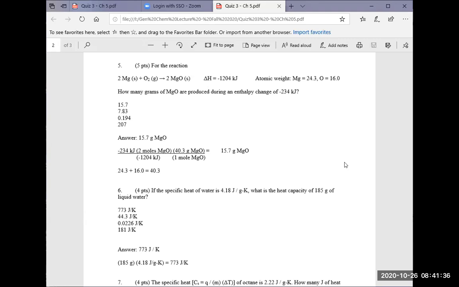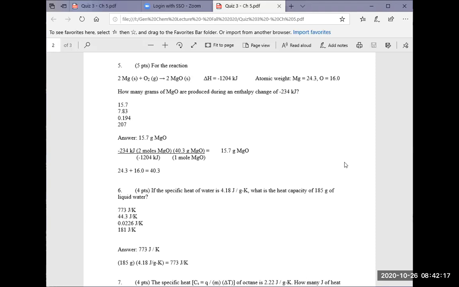Number 7. So number 7, I messed up on. So the question was the specific heat, and then the formula for specific heat is given there. The specific heat of octane is 2.22 joules per gram Kelvin. How many joules of heat are needed to raise the temperature of 90 grams of octane from 15 to 25 degrees C? Well, a couple of you pointed out to me that there was something wrong with this question, so thanks for doing that, those of you who did.